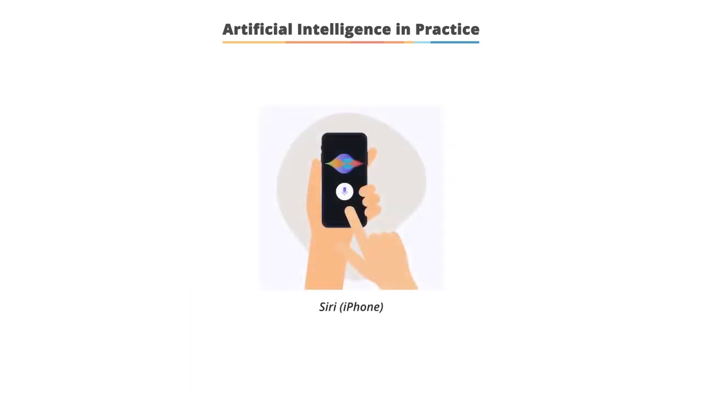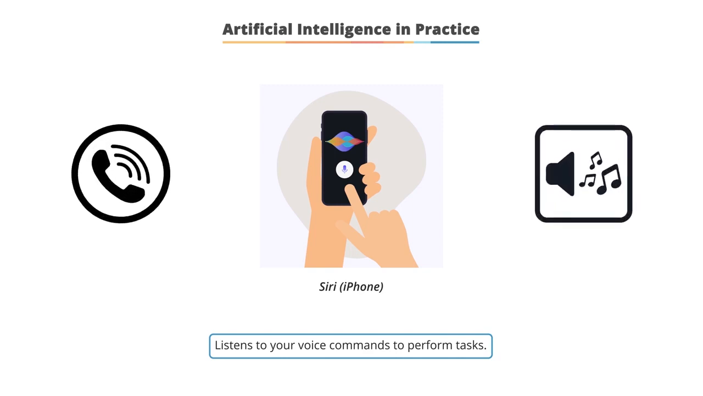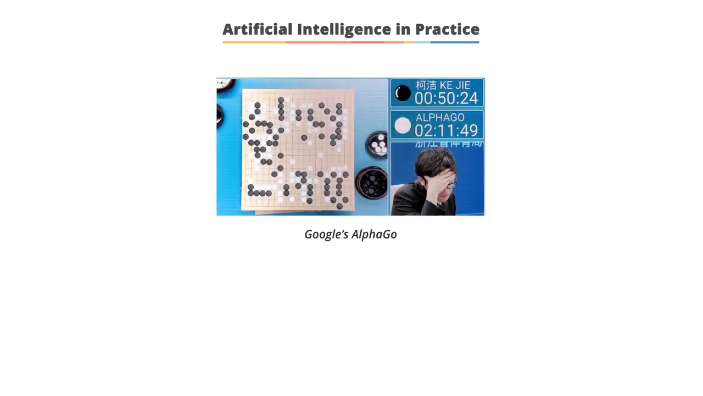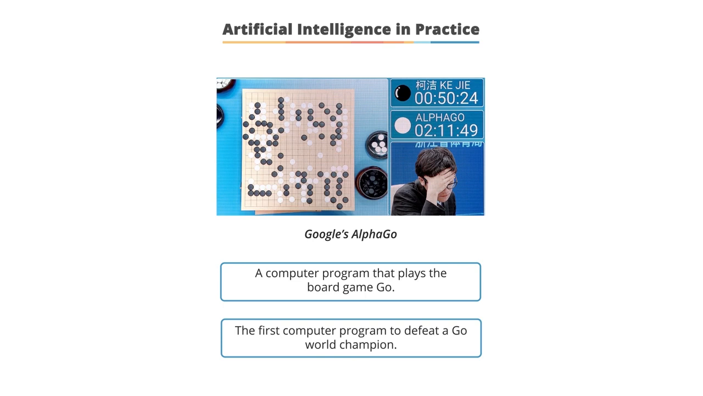Let's see how Apple uses AI. iPhone users can experience the power of Siri, the voice assistant. It simplifies navigating through your iPhone as it listens to your voice commands to perform tasks. For instance, you can ask Siri to call your friend or to play music. Siri is fun and is extremely convenient to use. Another example is Google's AlphaGo, which is a computer program that plays the board game Go. It is the first computer program to defeat a world champion at the ancient Chinese game of Go.